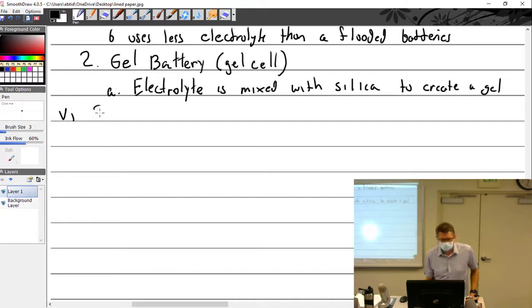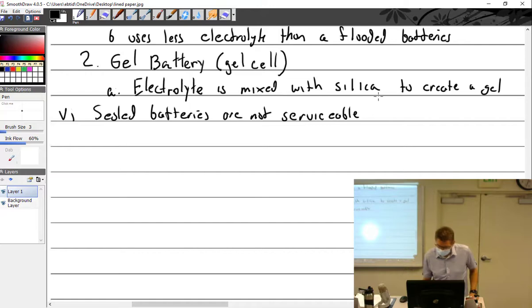Okay, sealed batteries. Sealed battery, and I wish my friend Joe knew this one. Sealed batteries are not serviceable. Now, I have to be careful how I say this. S-E-R-V-I-C-E-A-B-L-E, because serviceable can mean two things. Cannot add water.